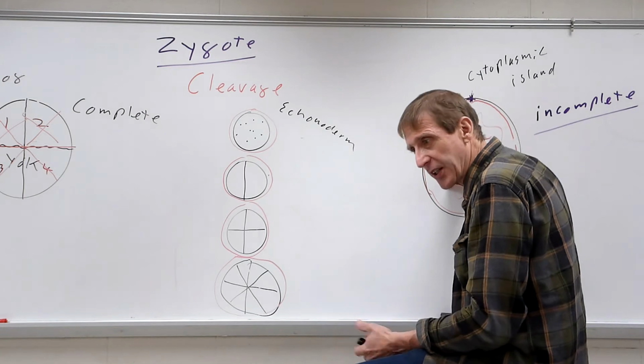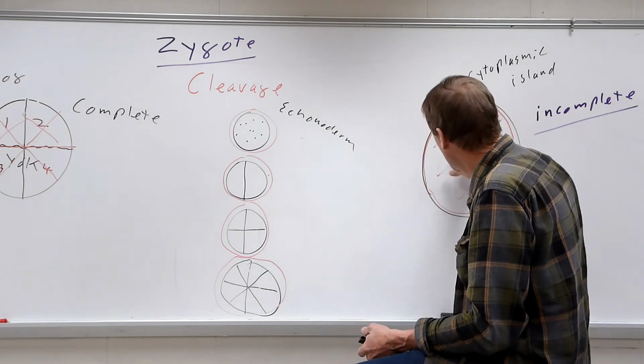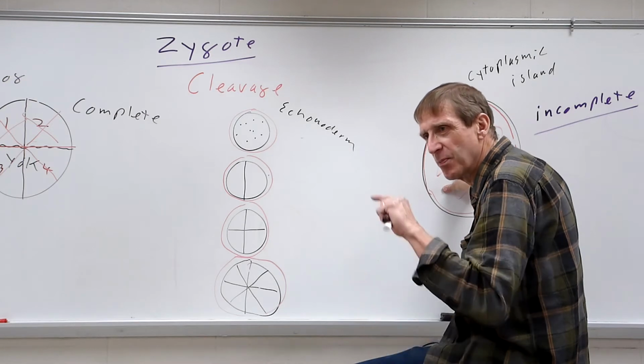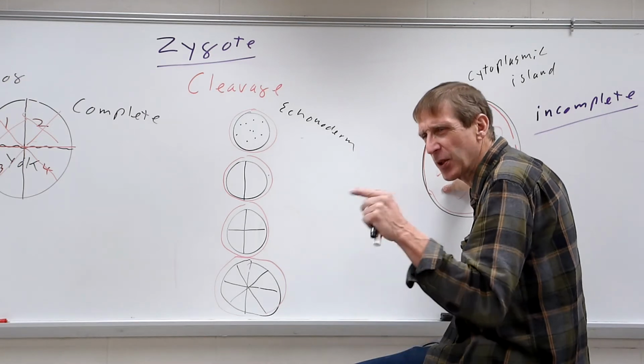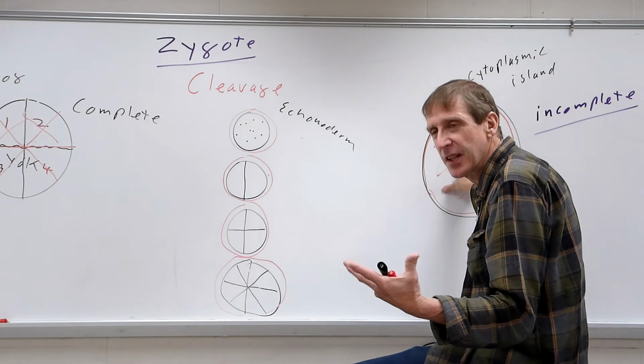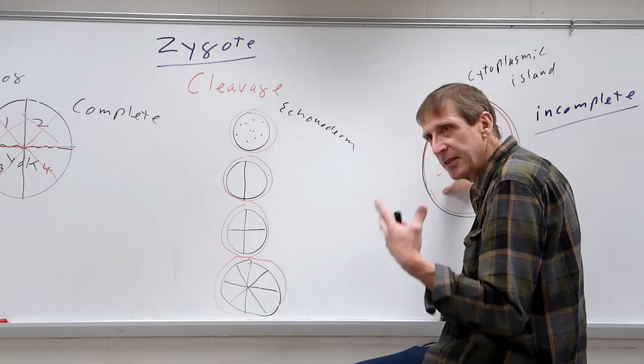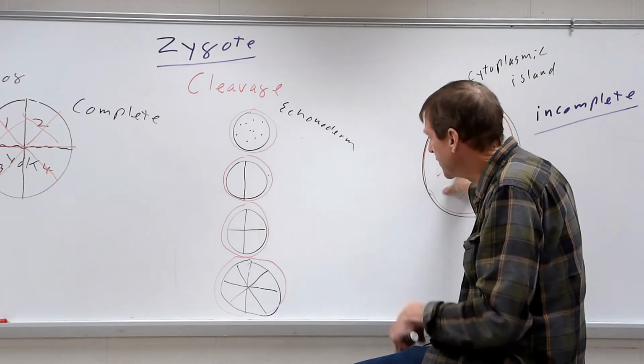Amniotes, chickens, mammals will do the same thing. We have incomplete cleavage. Insects are a different story. They also have incomplete cleavage, but we actually won't go over insects much. They have something called superficial cleavage, but it's incomplete, too much yolk. So that's one difference in cleavage patterns you'll see.